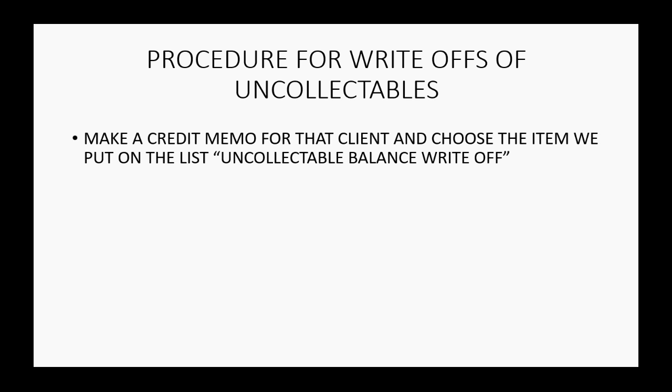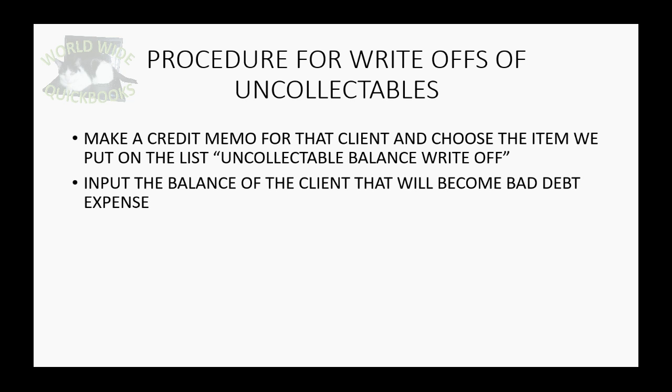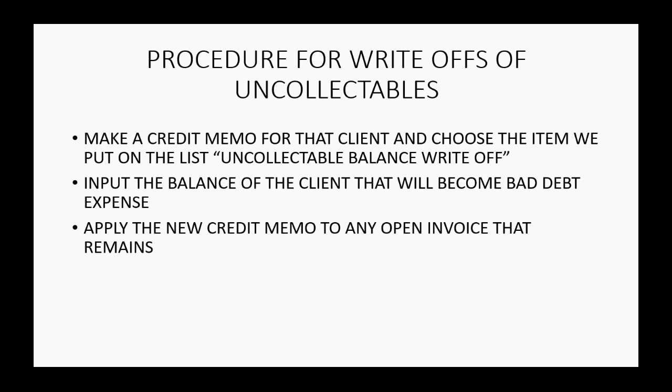So here are the procedures when we determine someone is uncollectible. We must make a credit memo for that client, and on the credit memo, we choose the item we just put on the list called Uncollectible Balance Write-Off. We input the balance of the client that will be the bad debt expense. And then after we record that credit memo, we apply the new credit memo to any open invoice that remains.